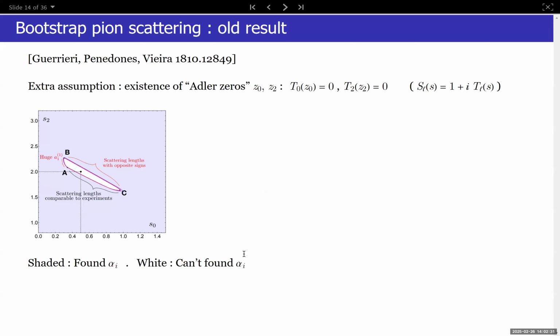So what I told you is what Brary and Donis did a few years ago in this paper. What they did in that paper is, in addition to those constraints, they also make an extra assumption, which is the existence of the order zero.